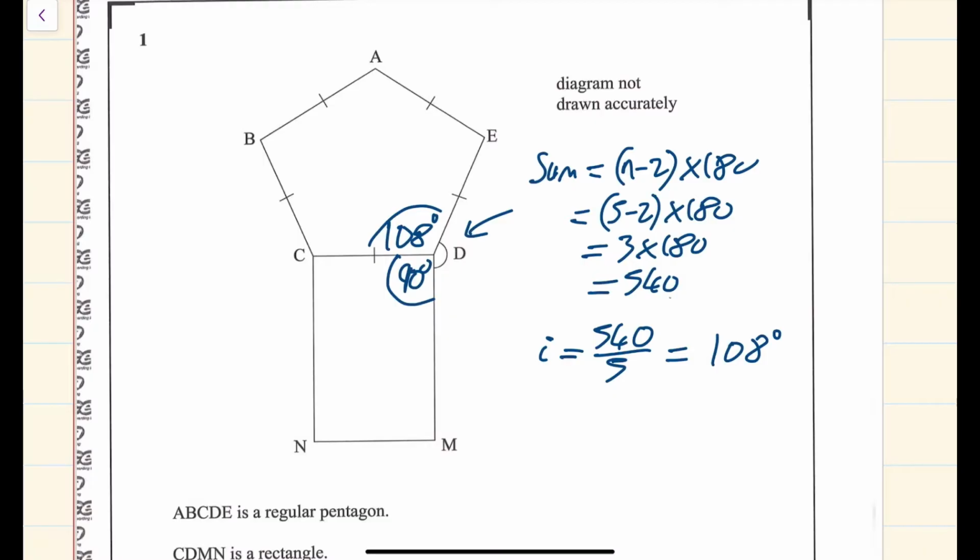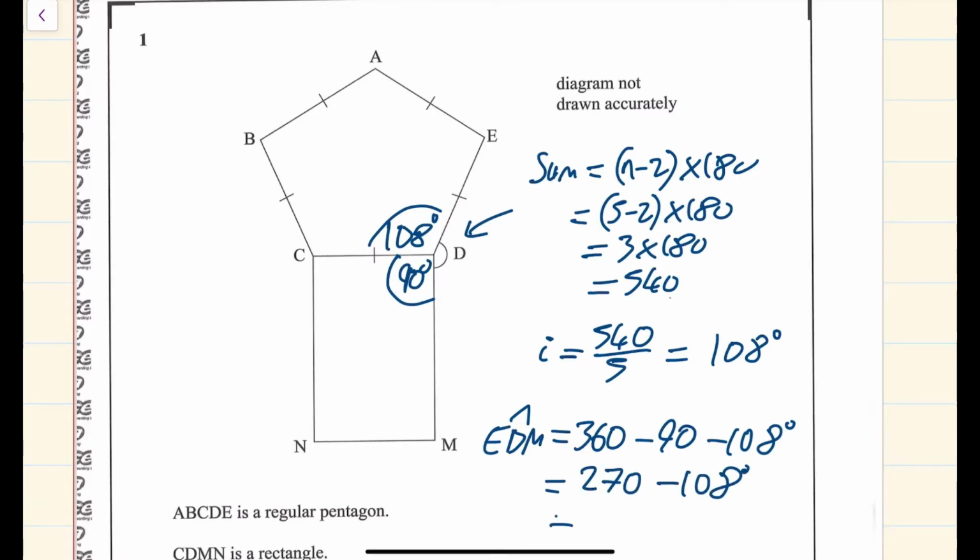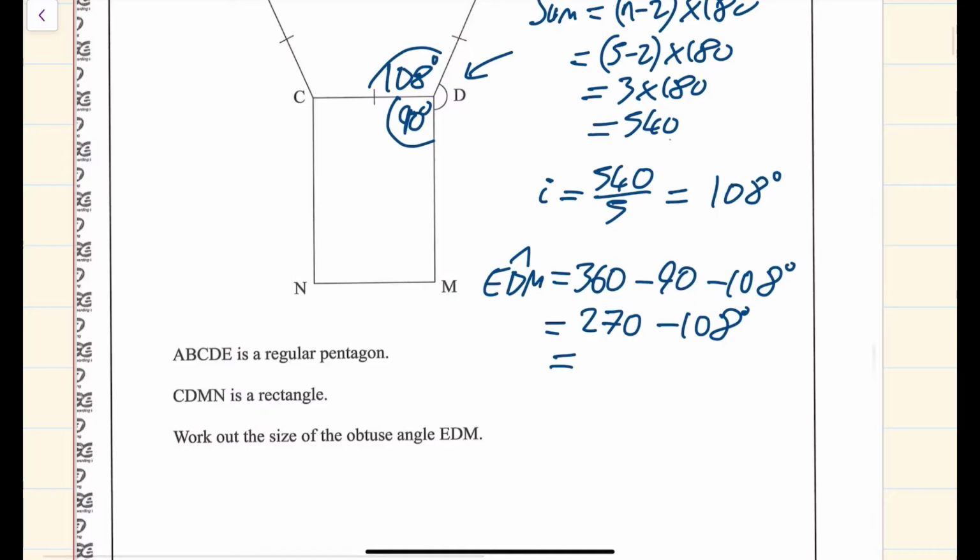Now we can find our angle EDM, what we're looking for, by taking 360 and taking away your 90 and taking away 108. So that's going to be 270 minus 108. And 270 minus 100 would be 170, and then minus another 8 is 162 degrees.